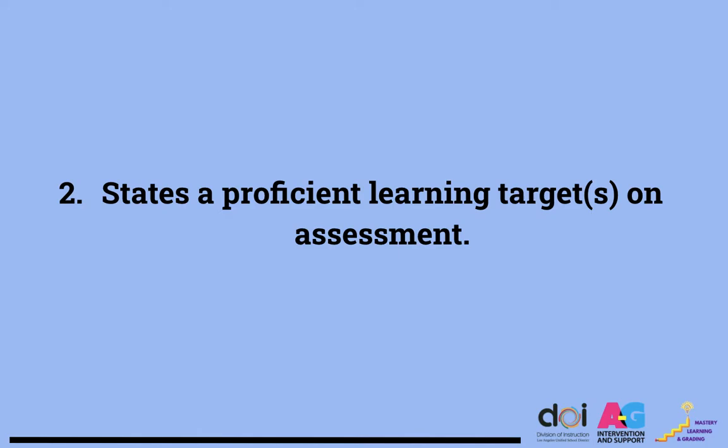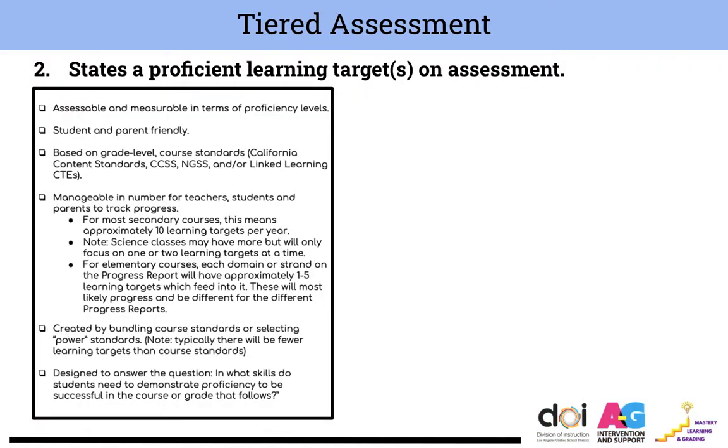The next criteria is stating a proficient learning target on the assessment. A proficient learning target is going to address the following criteria that you see on your screen. Now, in short, the learning targets are bundled standards. So grade level standards that have been clustered together to communicate in student and parent-friendly language what the learning expectation is.